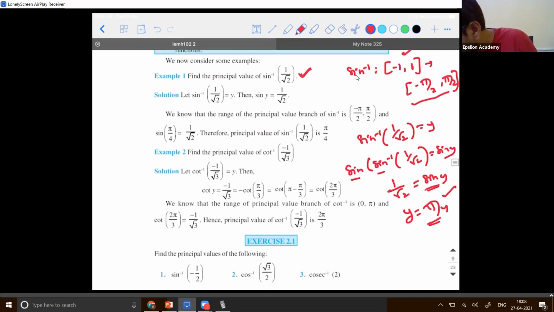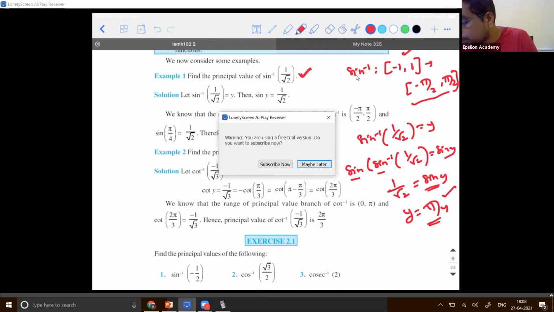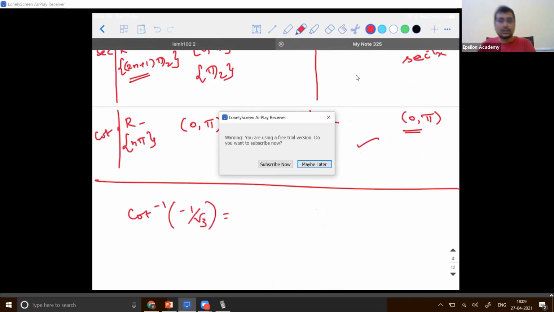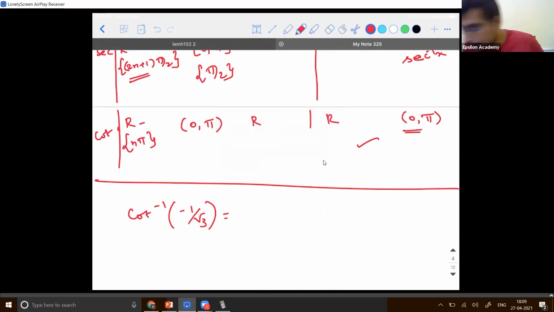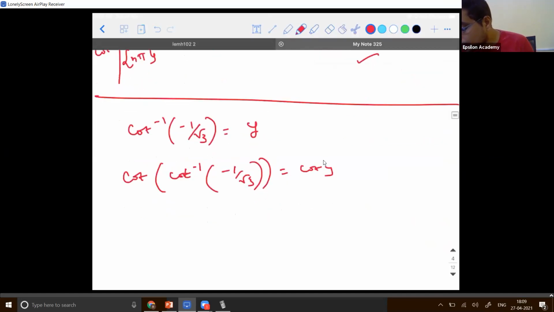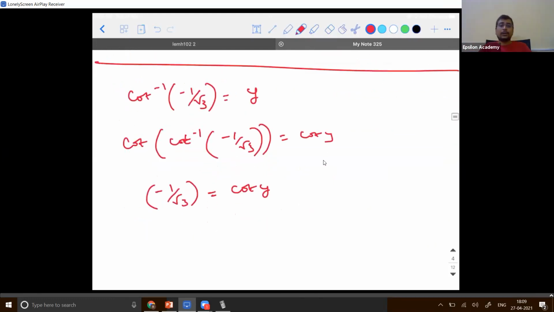Okay. Now, find the principal value of cot inverse of minus 1 by root 3. So, I am having this table in my mind. Cot inverse of minus 1 divided by root 3. So, if I call this as y, okay. So, cot y is equal to minus 1 by root 3. You understood how I got this? By taking cot on both the sides, cot of cot inverse is the angle itself. Minus 1 by root 3 is equal to cot y.